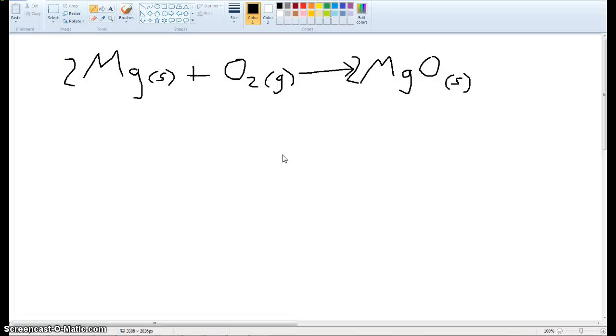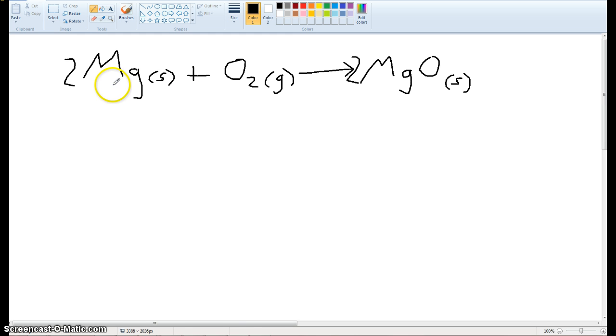Okay, and here we go. You should have 2 moles of magnesium solid plus 1 mole of oxygen gas will give you 2 moles of magnesium oxide. Again, that's what these coefficients were showing us the whole time. We didn't necessarily think of it that way. We just thought of it as balancing. Okay, now to do this problem.